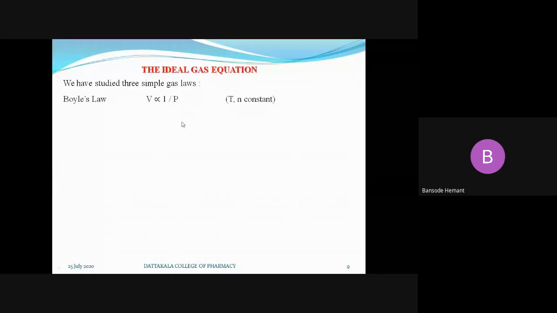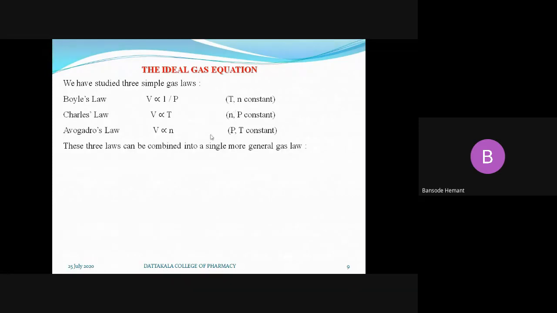As per Boyle's law, volume is inversely proportional to pressure. As per Charles's law, volume is directly proportional to temperature. And as per Avogadro's law, volume is directly proportional to n. These are the constant variables, but it depends upon the conditions of that individual law. So the three laws can be combined into a single, more general law, that is the general gas law. Let us see.